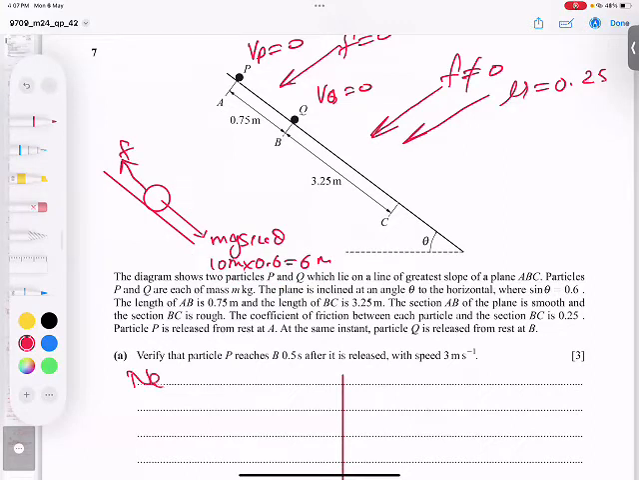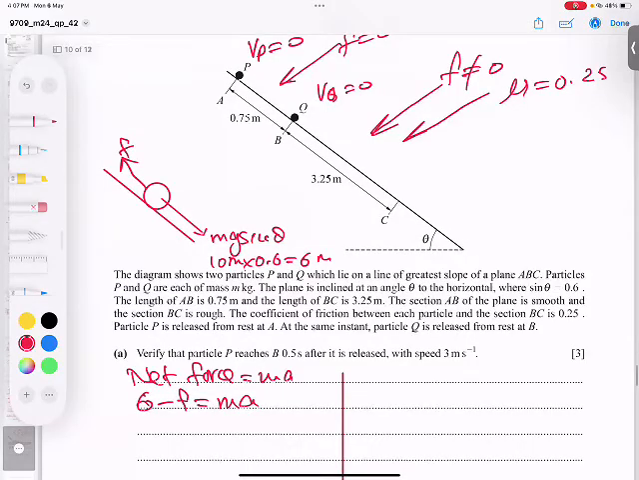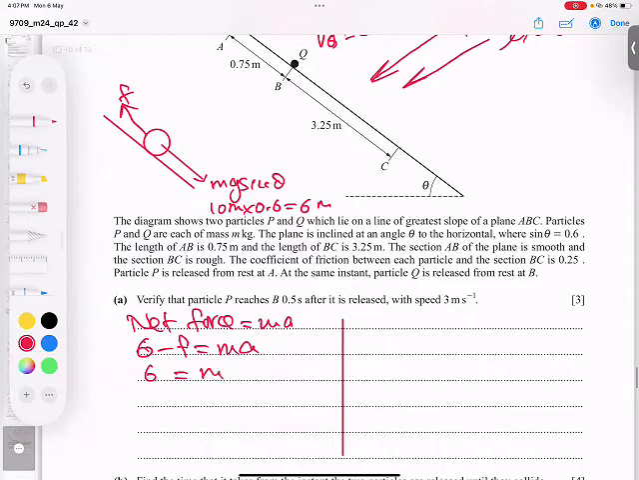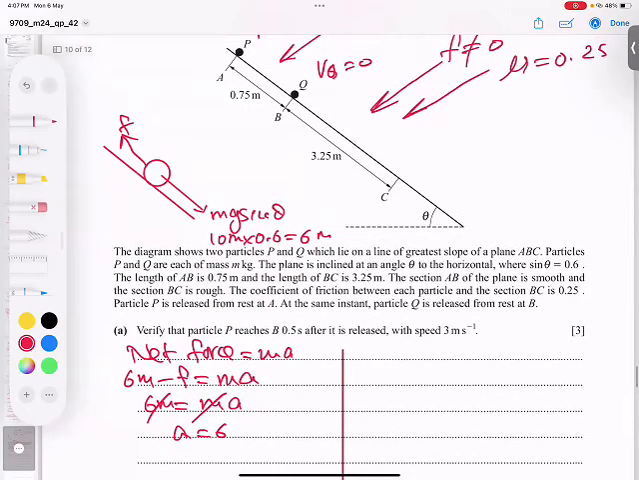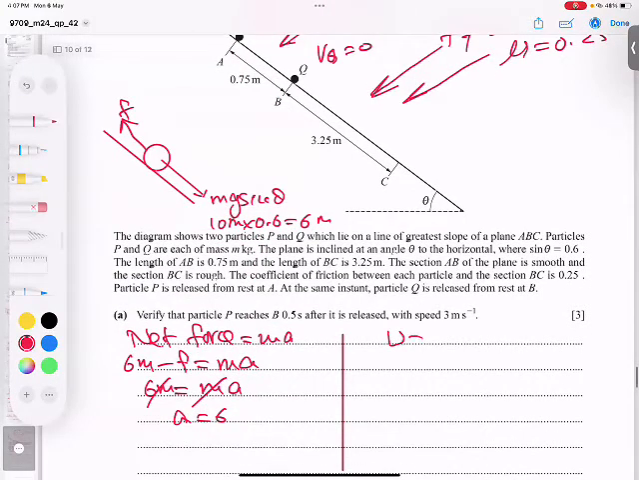So net force is equal to ma. So 6m minus friction is equal to ma, but friction is not there, so I can write 6m, sorry, I missed m here. So 6m equals ma. Mass cancels, acceleration becomes 6. Students, it means that if there's no friction, acceleration is 6. So we have data: u is 0 and acceleration is 6.